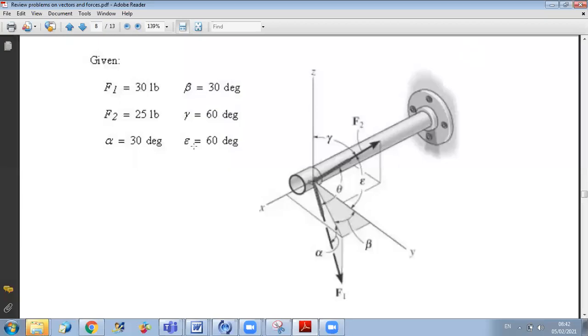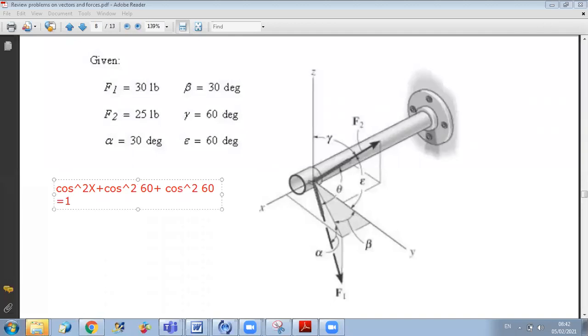We were talking about the direction angles, okay? We can write a relation between them. The relation is cosine square of angle x, plus cosine square of epsilon, which is 60, so plus cosine square of 60, plus cosine square of epsilon, which is also 60, is equal to 1.